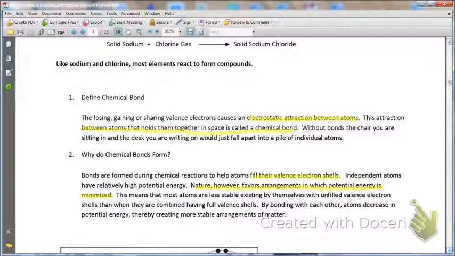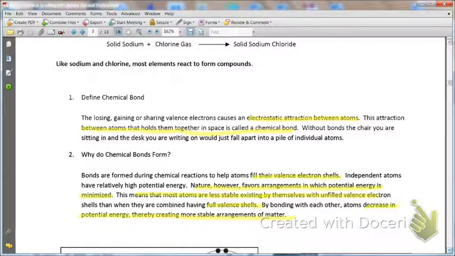Well, it turns out that this means that most atoms are less stable by themselves when they have unfilled valence electron shells. But when they form chemical bonds, they form full valence shells. And that chemical bonding will then decrease in potential energy, creating a more stable arrangement of matter.